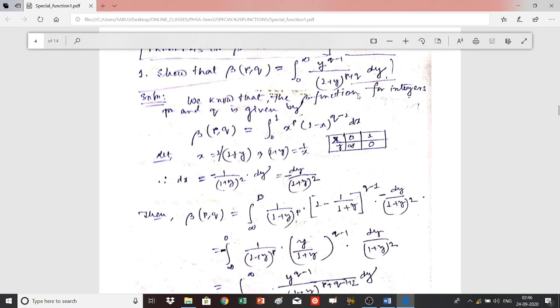So we know the very well known definition of the beta function for two integers p and q can be written as beta p,q, that is the integral from 0 to 1 of x to the power p minus 1 times (1 minus x) to the power q minus 1 dx. And here do as was done in our previous section, that is substitute x is equal to 1 by 1 plus y, and from here you can write 1 plus y is equal to 1 by x. The limits of integration will be: at x equal to 0, y is equal to infinity, and at x equal to 1, y is equal to 0.